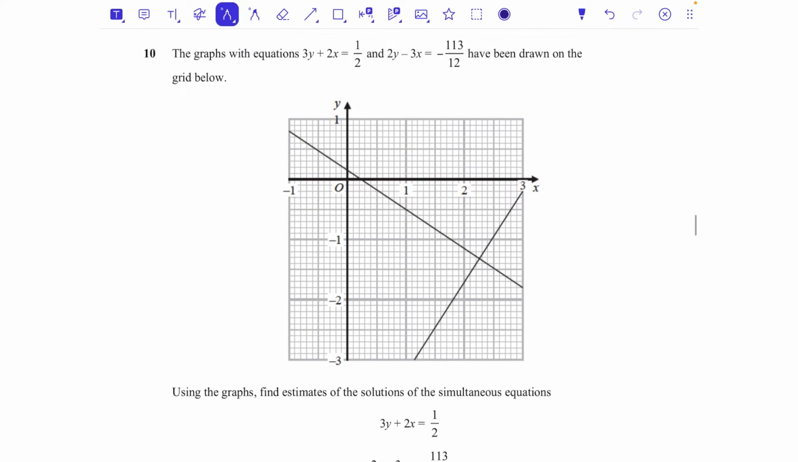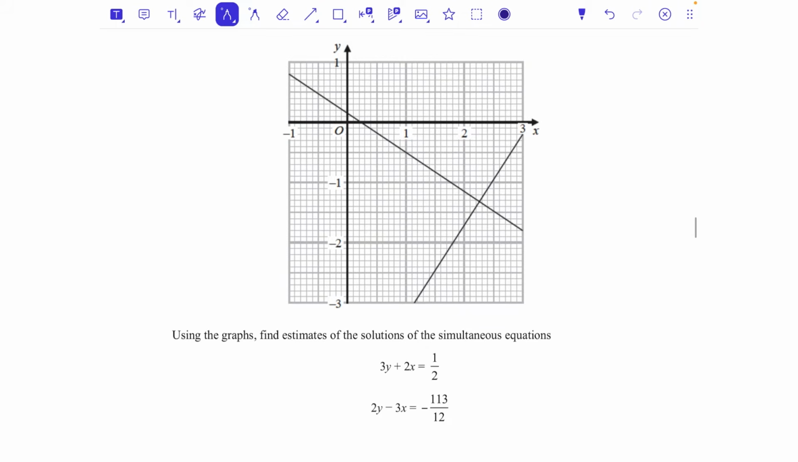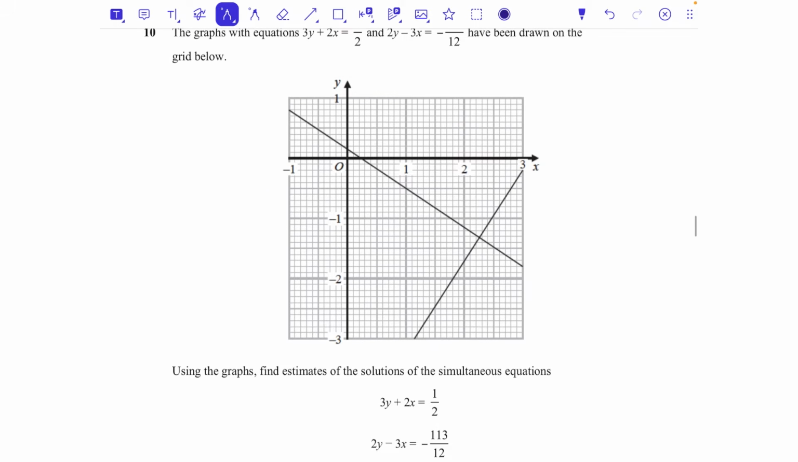Okay, question number 10. The graphs with equations 3y + 2x = 1/2 and 2y − 3x = −113/12 have been drawn on the grid below. Using the graphs, find estimates of the solutions to the simultaneous equations. Now we know that every single coordinate on this line would make that equation true, and every single coordinate on this line would make the other equation true.